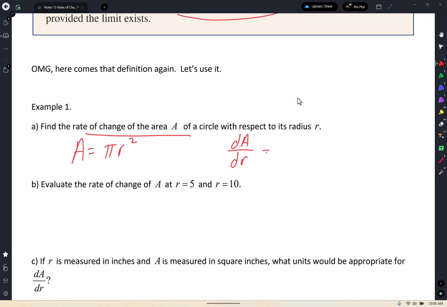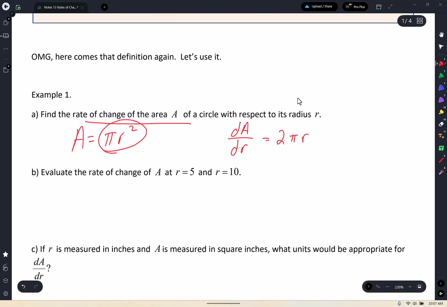dA/dr equals, so take a guess. What do you think the derivative of pi r squared is? 2 pi r. And yes, you can probably say dr, but dr is just 1, so there it is. And that's it. Cool or not cool? Simple, nothing crazy, right? Yeah, that's it.